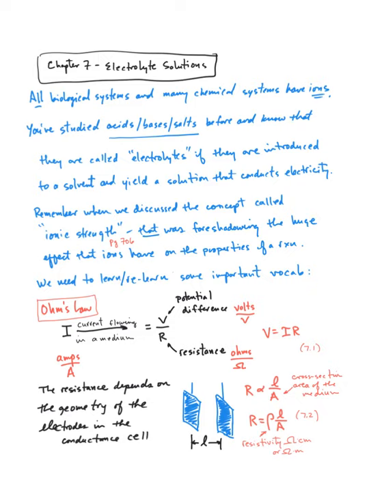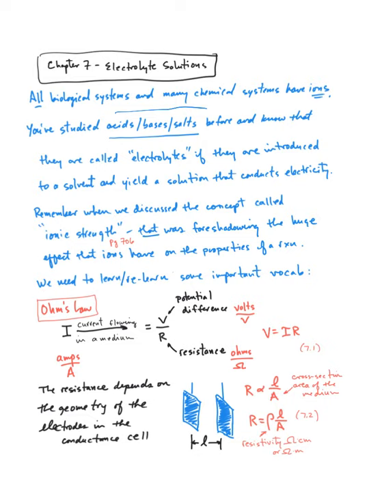So our last chapter of this semester is looking at electrolyte solutions. As I say here, all biological systems, I'm sure you know this, and many chemical systems have ions in the solution. In Gen Chem, you study a lot with acids and bases and salts. And you know that those compounds are called electrolytes if they introduce conductivity into a solvent.